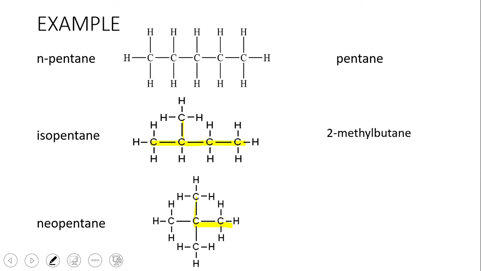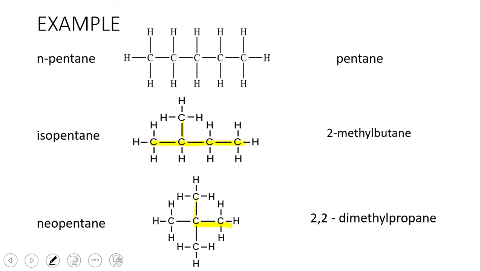propane. And now that leaves us with 2 substituents, both at the same middle carbon, which would be carbon number 2 on that propane chain. So we would have this compound be named 2,2-dimethylpropane.